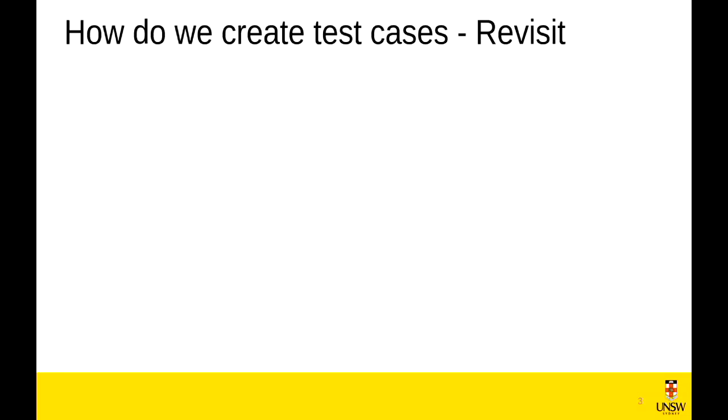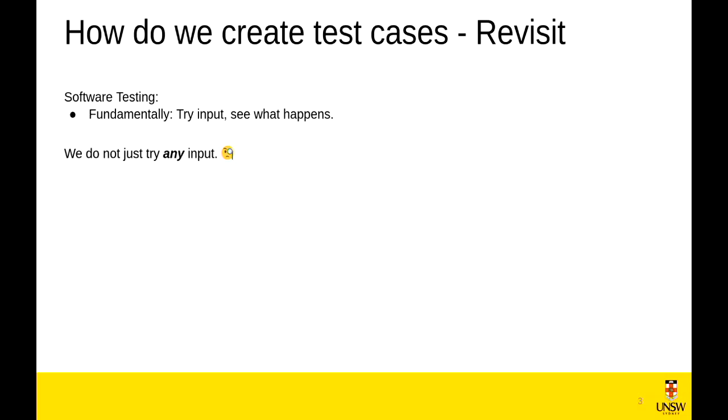First, let's have a recap of how we create test cases. We have learned that software testing is essentially generating some inputs, executing the inputs, and seeing what happens. This is quite simple. However, we do not just try any input. We have some purposes. We create test cases to try to find faults. For example, we can use boundary values, which are more likely to trigger faults. Even if sometimes we cannot find faults, we can try to obtain coverage. We can try to achieve better code coverage with our test cases.